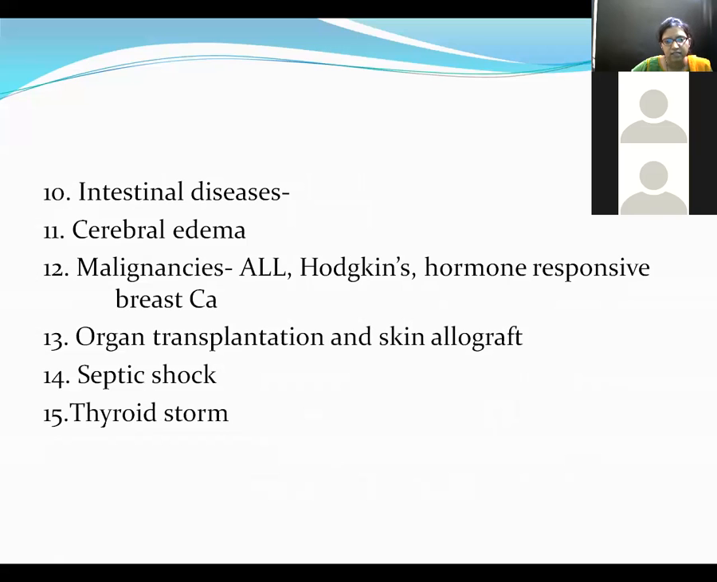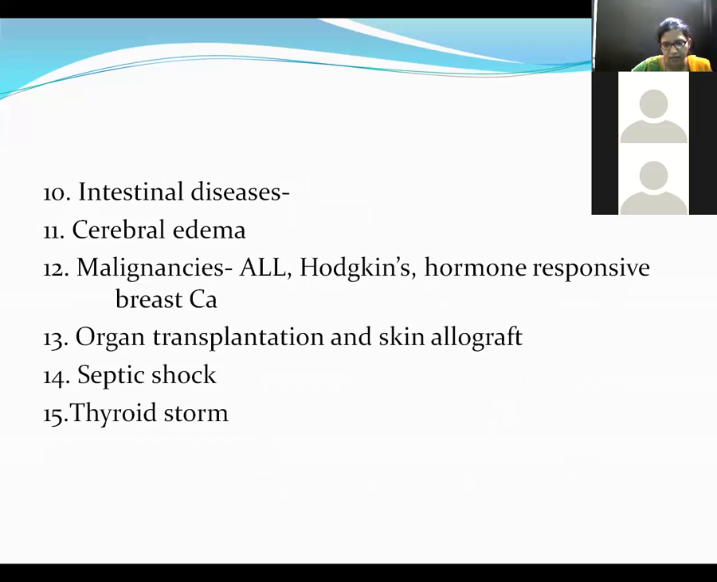In malignancies, ALL, acute lymphocytic leukemia, Hodgkin's disease, hormone responsive breast cancer condition. These are some examples of malignancies where glucocorticoids are first line treatment to treat these cancer conditions. ALL, Hodgkin's lymphoma and hormone responsive breast cancer condition. Then organ transplantation and skin allograft.